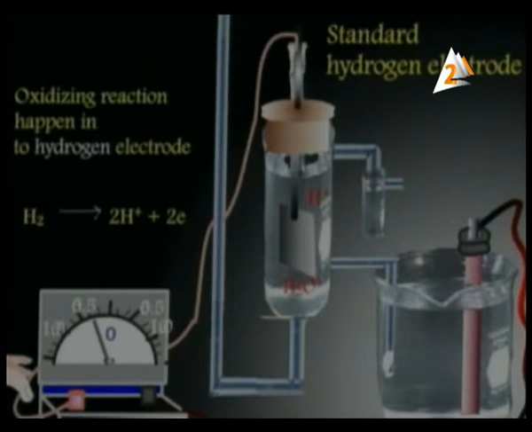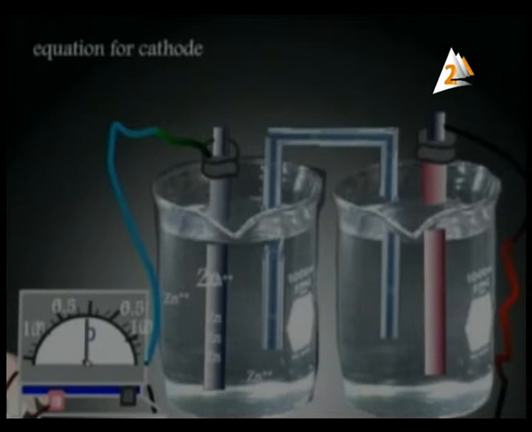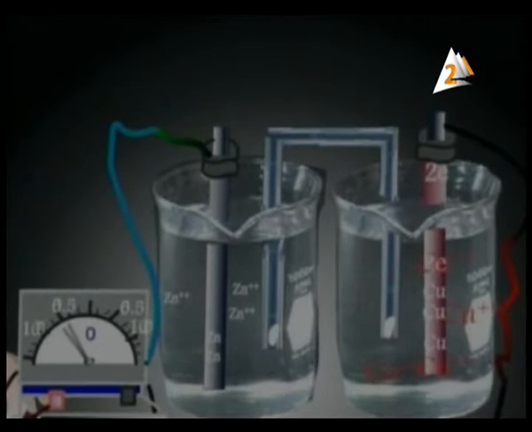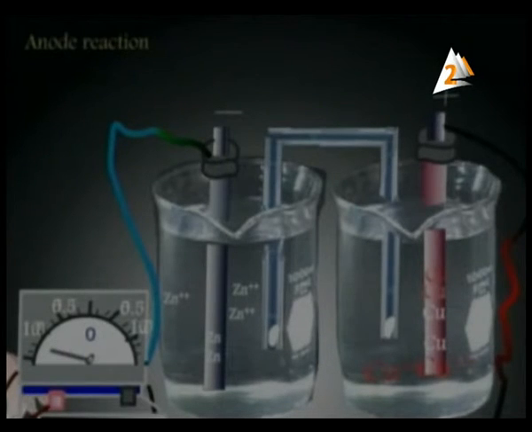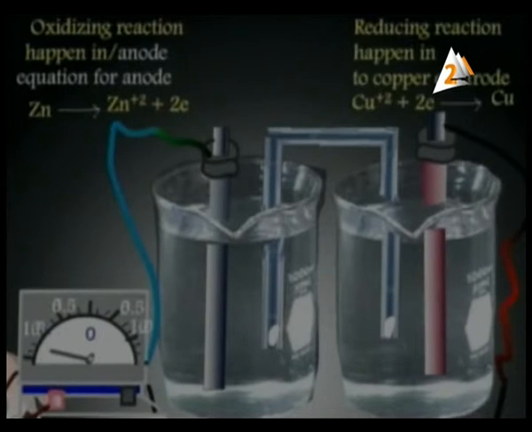Why? Because this is the standard hydrogen electrode. The oxidation reaction that happens here: H2 changes into H positive, and we have two electrons that move out, lost by the hydrogen. And here we have the important reaction between oxidation and reduction, relating to losing and gaining electrons in the two halves. This looks exactly like a galvanic cell. Take care, the equation is between two halves, one for the anode and the other for the cathode. The reading of the volt depends on Zn positive losing electrons and Cu gaining electrons.